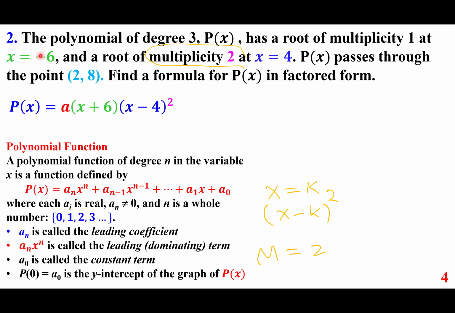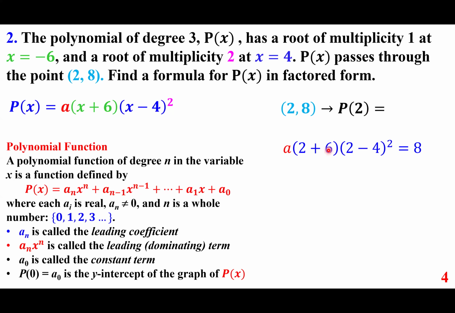x plus 6, because of this, the exponent is 1. We don't have to write it because of the multiplicity. And x equals 4 results in x minus 4. Multiplicity 2 gives us the exponent. Now we have one pair and we can plug in and find the missing a. 2 comma 8 means 8 is the y coordinate, or P of 2. So P of 2, if I replace x with 2, I get a times 2 plus 6 times 2 minus 4 quantity squared equals 8.